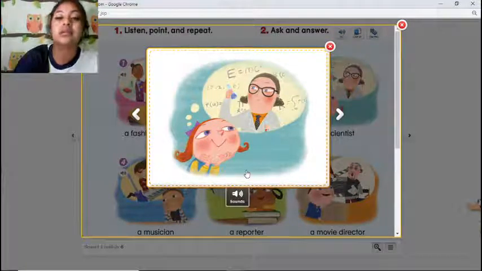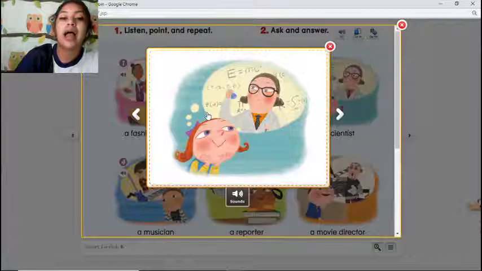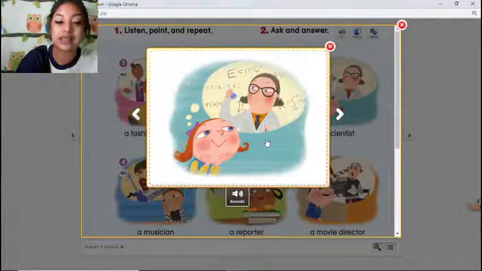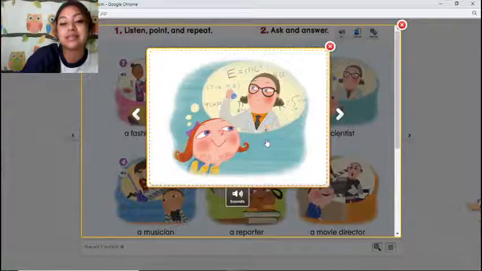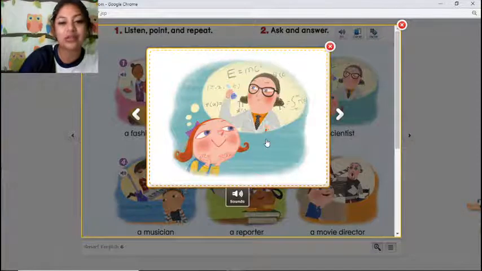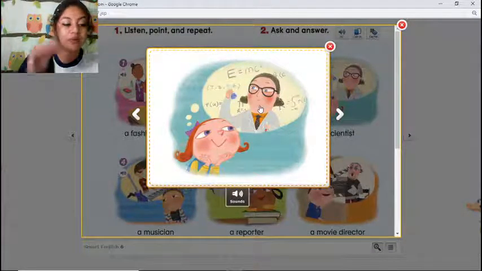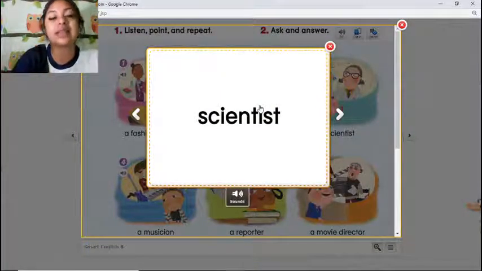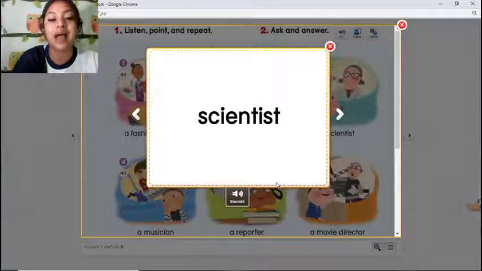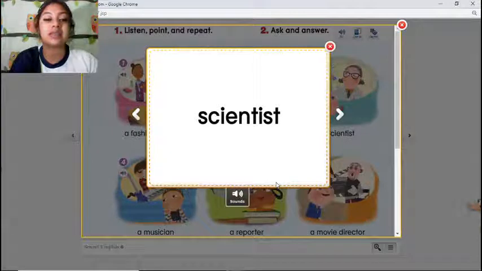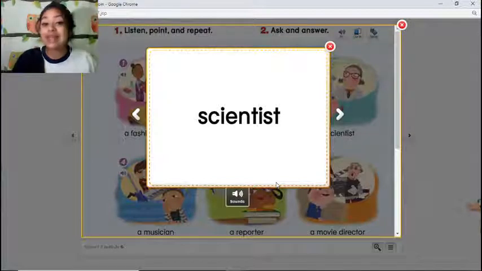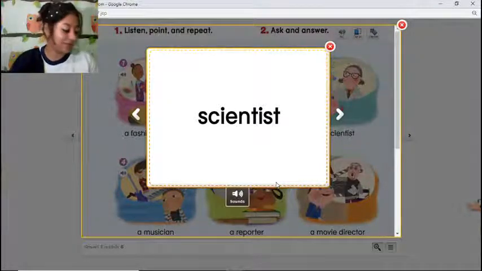That's correct. How do you spell scientist? A scientist, says Alejandro. S-C-I-E-N-T-I-S-T, scientist. Let's go into watch it. Let's go into read scientist. That's correct. S-C-I-E-N-T-I-S-T, a scientist. Okay.